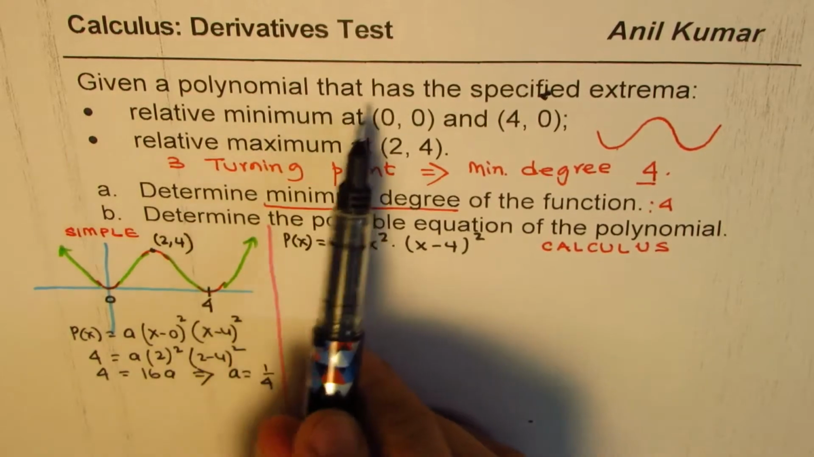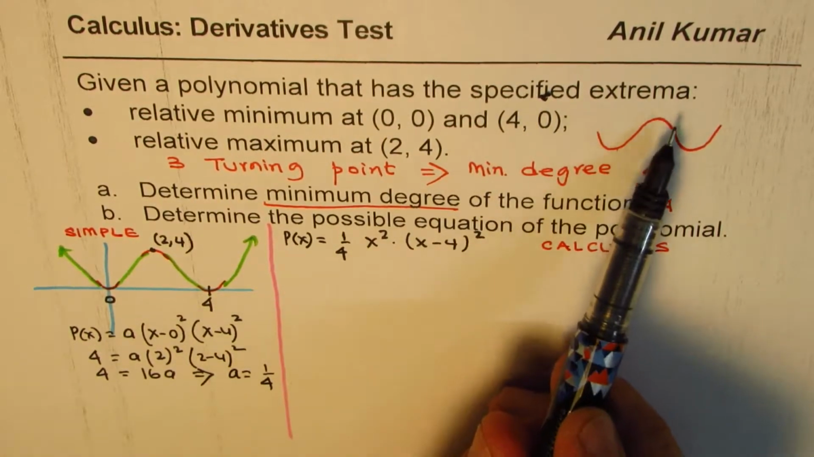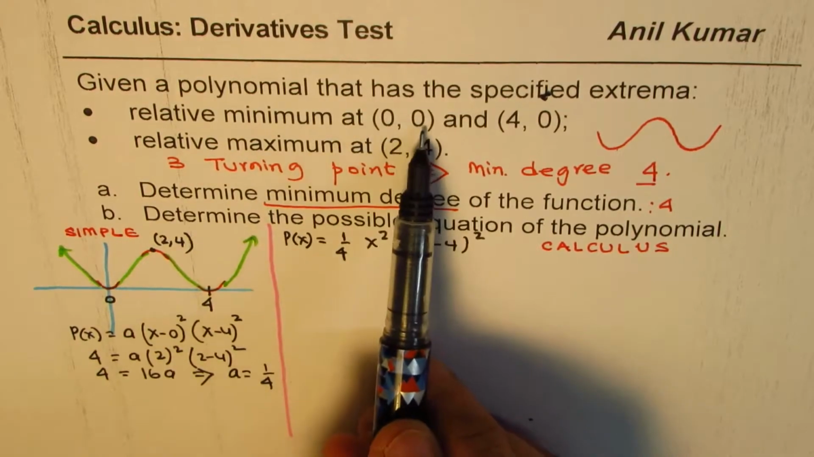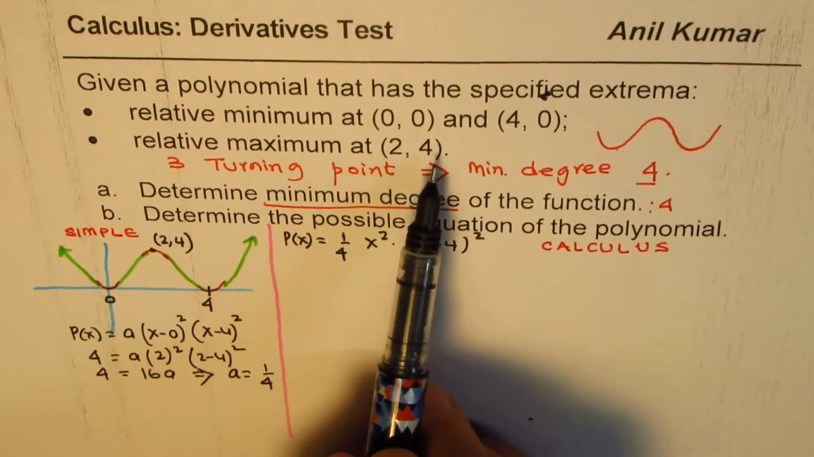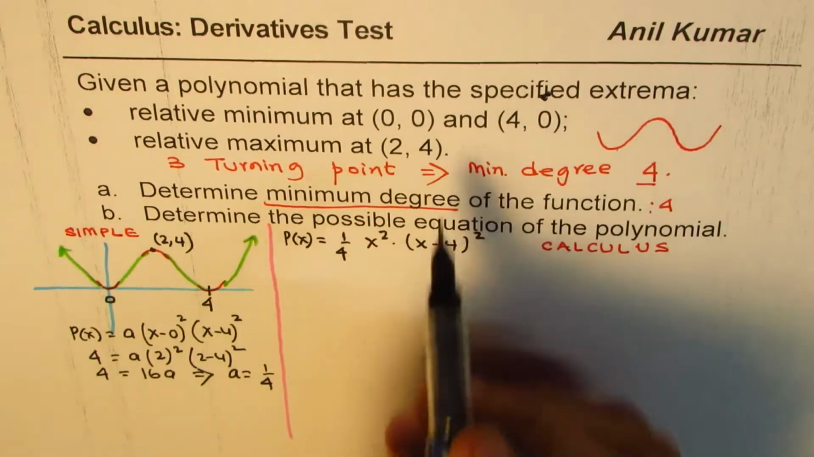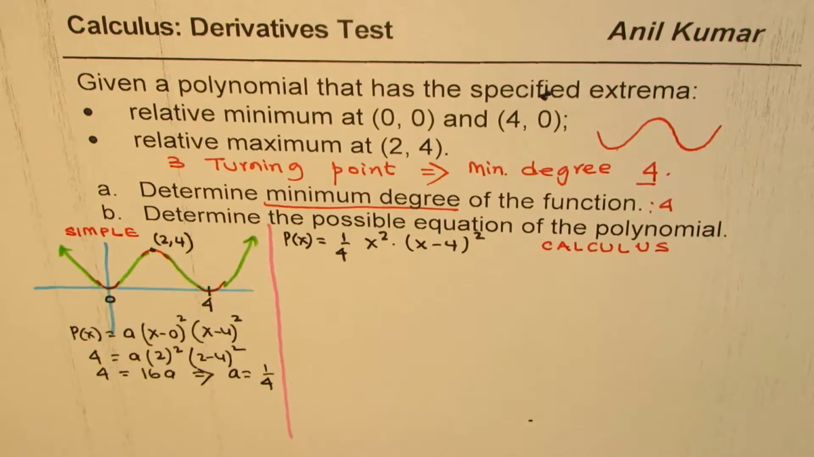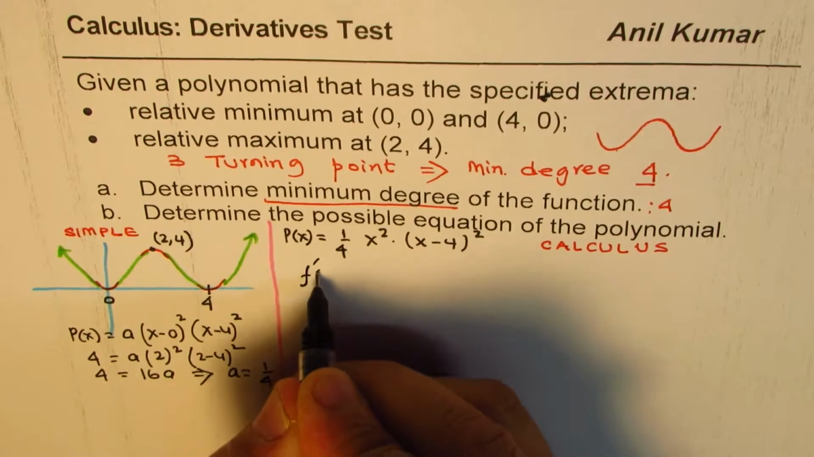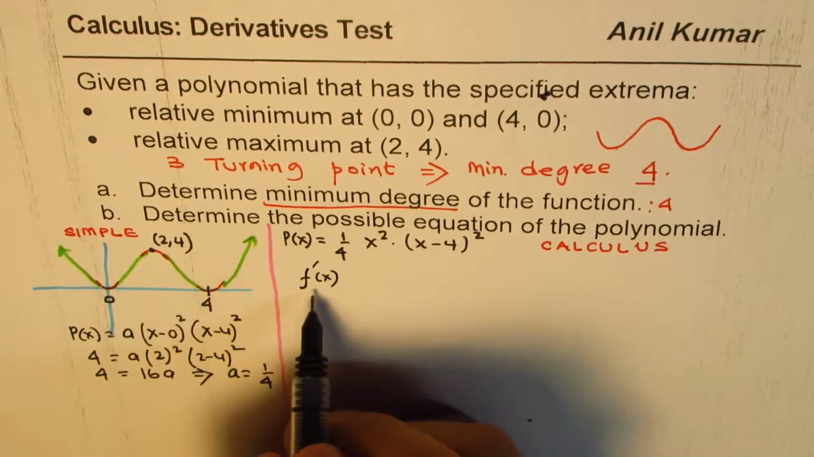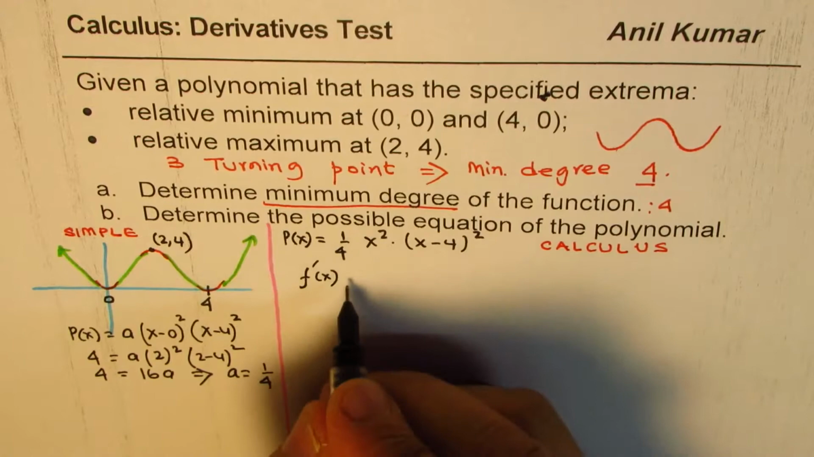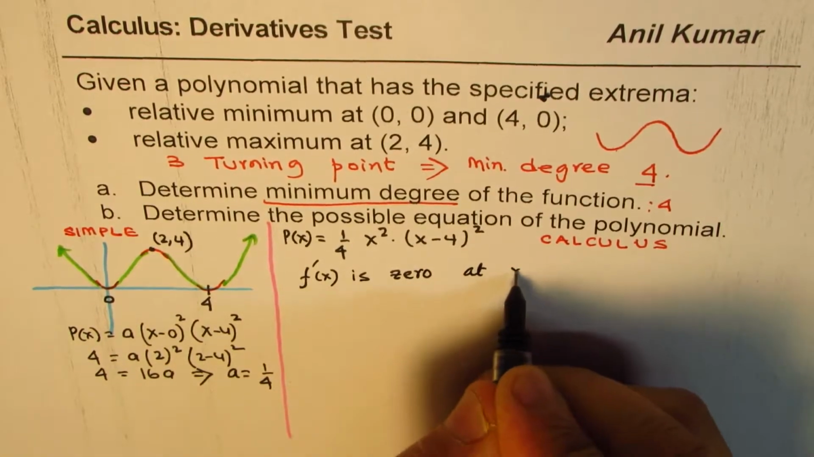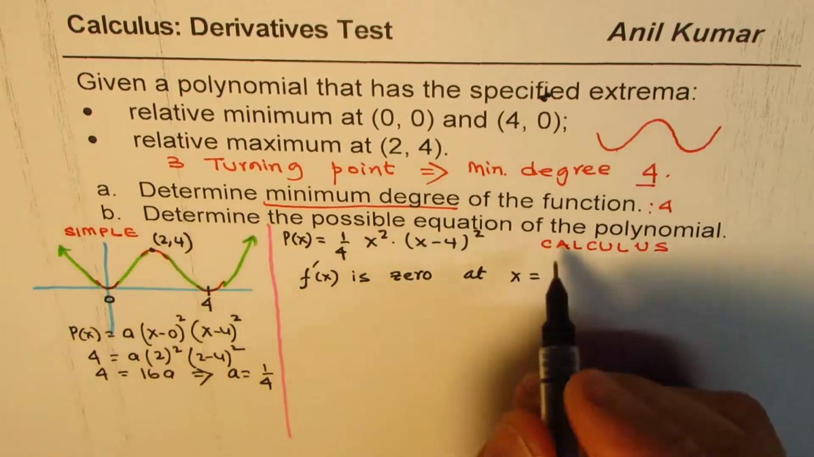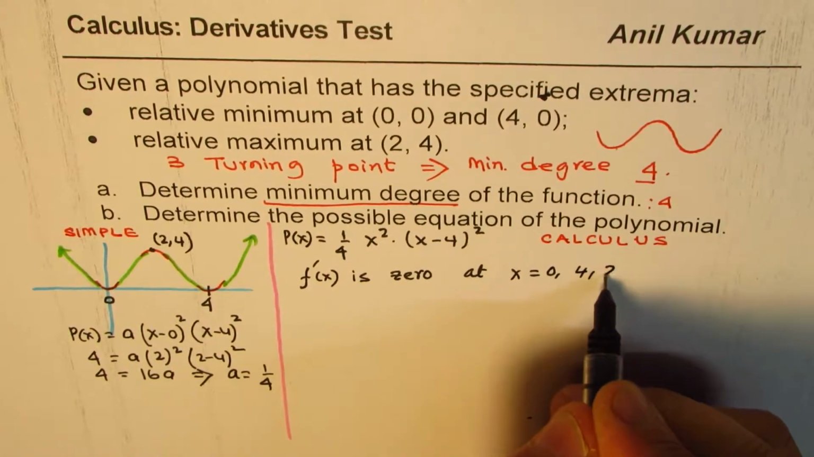It says, given a polynomial that has specified extrema, relative minimum at (0, 0) and (4, 0), relative maximum at (2, 4). Now that really means that at these points, the derivative of the function is 0. So f dash x, the polynomial's derivative, is 0 at x equals 0, 4 and 2, correct?